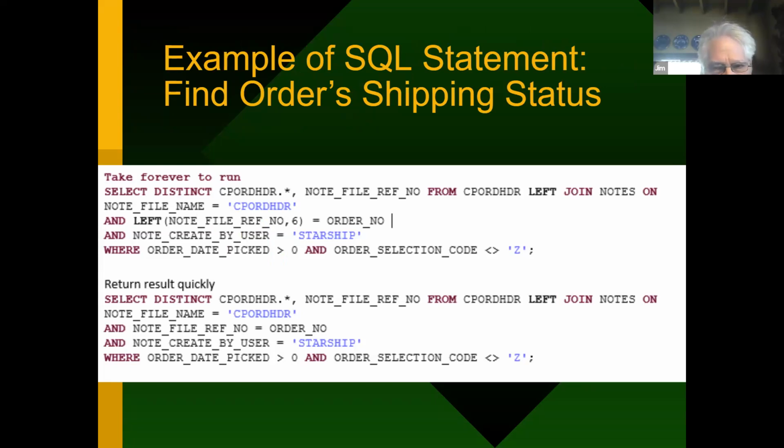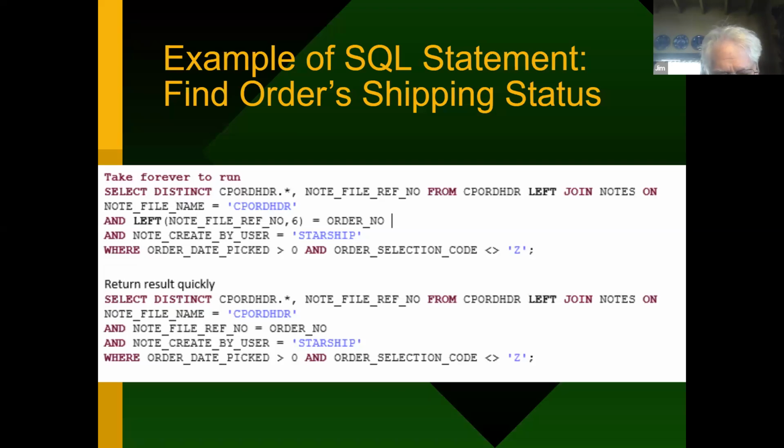This is an example of a SQL statement that finds and orders shipping status. There are two select statements here. The first one, essentially, we don't know how long that will run, because this was our first attempt at this, and when we ran it, after an hour, we just gave up and said, well, we've got to do something different. So then we redesigned the select statement just a little bit on the 1, 2, 3rd line. And then that returns a result very quickly, a matter of seconds.